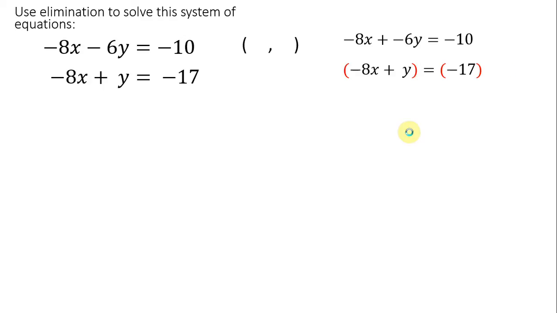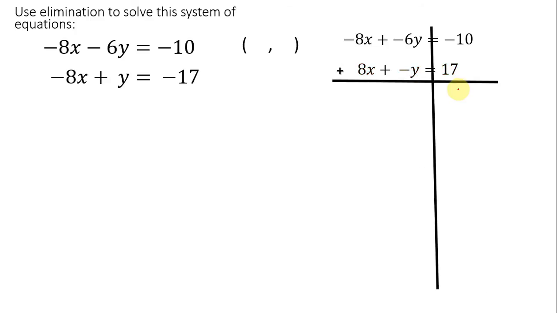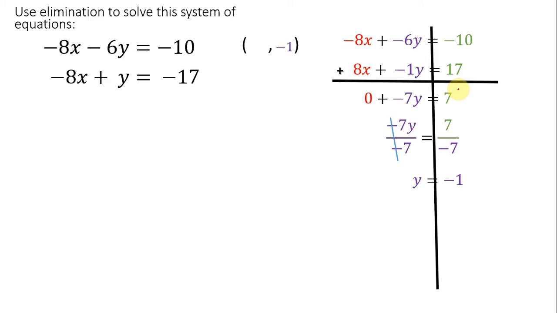So like in the last problem, I multiplied both sides of one of my equations by -1. When I do -1 times -8x, I'm going to get +8x. -1 times y gets me -1y. -17 times -1 gets me +17. So then, when I add these up, I'm going to get 0, my x's cancel, plus -7y equals +7. Then I'll divide both sides by -7 to get the value of y as -1.